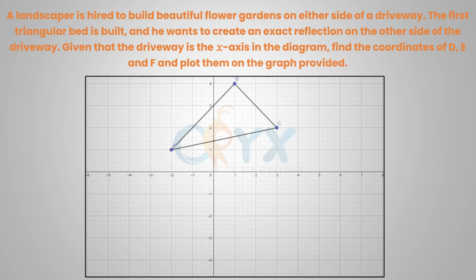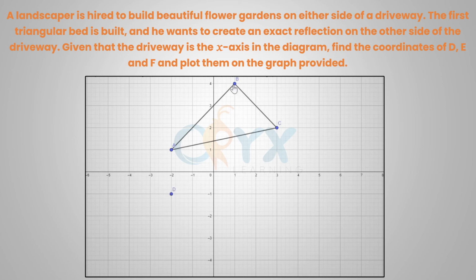When reflecting over the x-axis, the x value of the coordinate stays the same and the y value is negated, so (x, y) would become (x, -y). So if we look at point A on our graph, A is the point (-2, 1). Keeping the x value the same and negating the y value, that would give us the point (-2, -1). So that will be point D, (-2, -1).